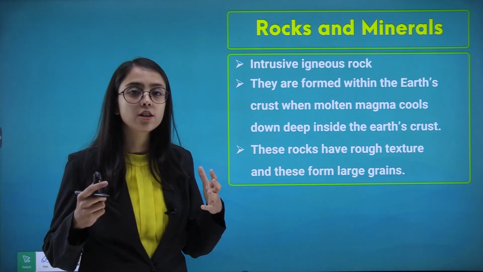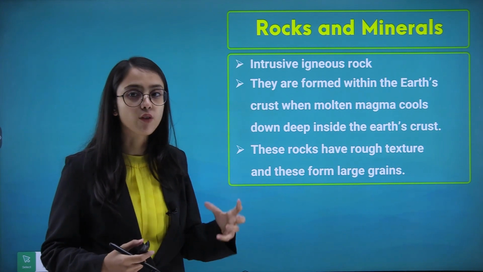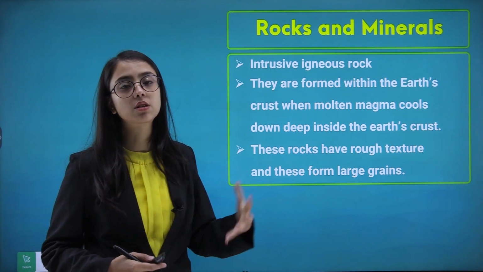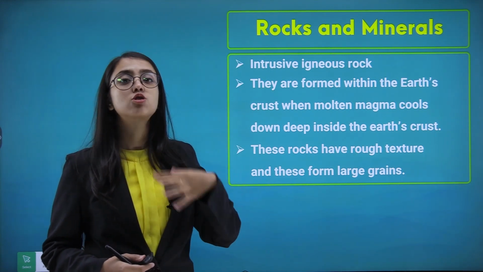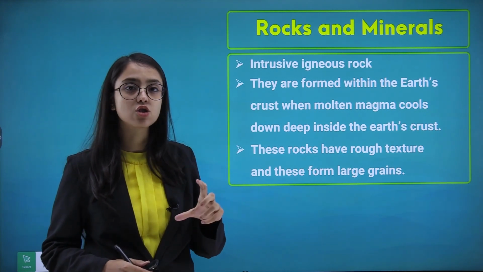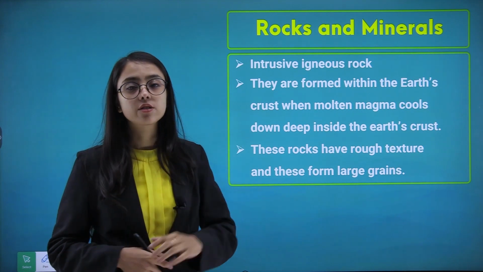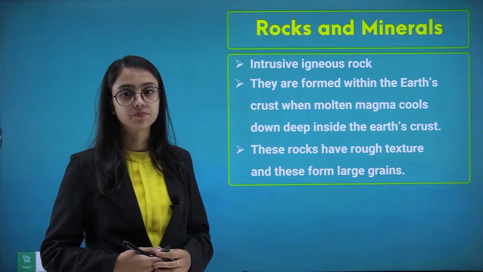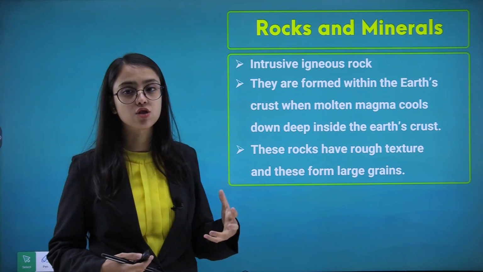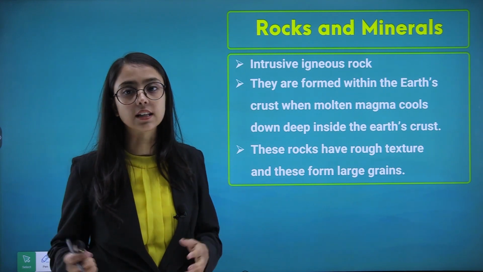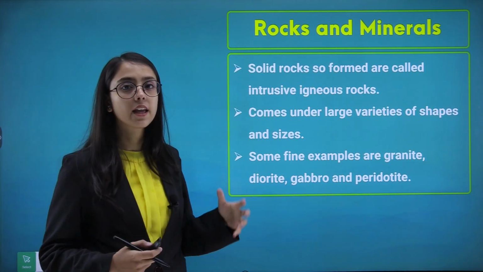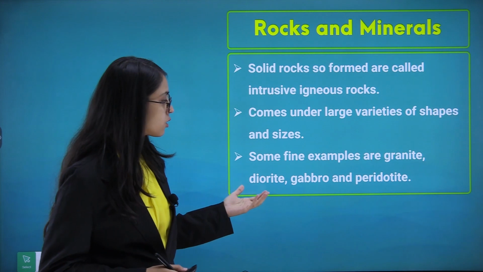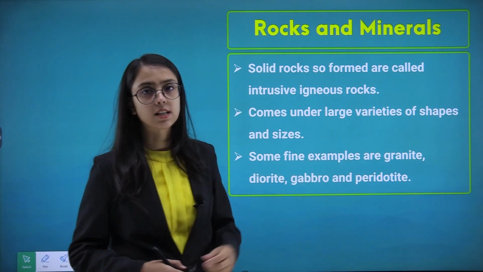They are also known as primary rocks, and further they are divided into two subcategories: intrusive rocks and extrusive rocks. Intrusive igneous rocks are the rocks which are formed within the surface of the earth due to molten magma that cools down gradually, whereas the extrusive igneous rocks are the rocks which are made outside the surface of the earth once the magma and the volcanoes explode and the magma starts to cool down. These kinds of rocks have rough texture and they are in the form of large grains. Solid rocks are formed and they have large varieties of shapes. For example, granite, diorite, gabbro and peridotite.